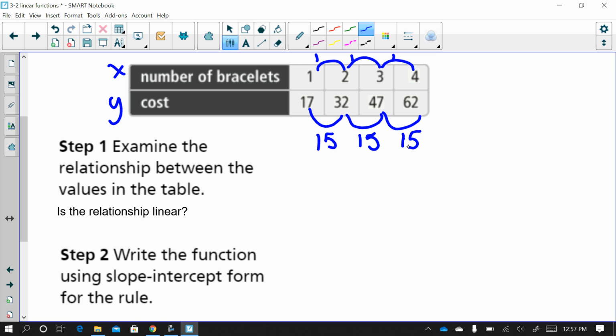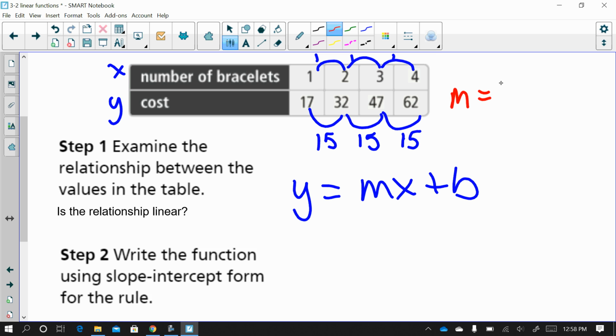Okay? Because I have a linear relationship, I can use y equals mx plus b. So we're going to write the function using slope-intercept form. Okay? So I need to figure out two things, the slope and the y-intercept. Okay, remember slope, which is y2 minus y1 over x2 minus x1. But guess what? You have already done that. Okay, remember slope is the same thing as the change in y over the change in x.